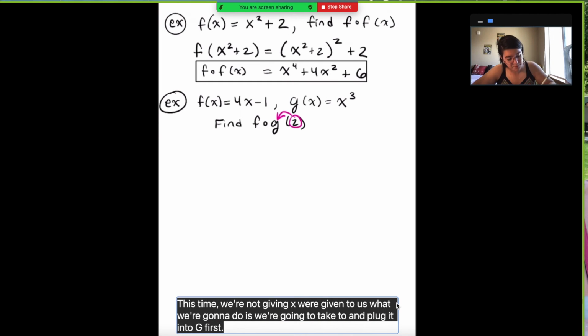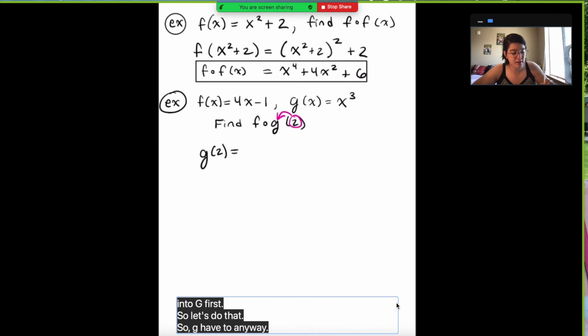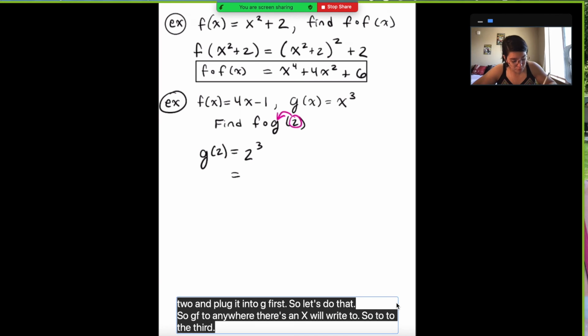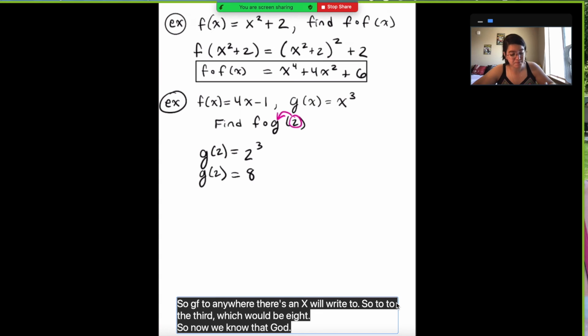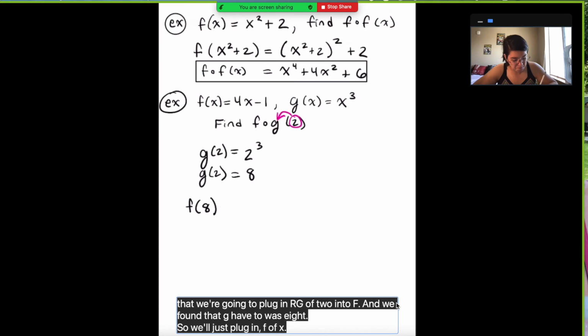So let's do that. So g of 2, anywhere there's an x, we'll write 2. So 2 to the 3rd, which would be 8. So now we know that g of 2 is 8. So now we need to find f of g of 2, which means that we're going to plug in our g of 2 into f. And we found that g of 2 was 8. So we'll just plug in f of 8. So anywhere there's an x, we write 8.